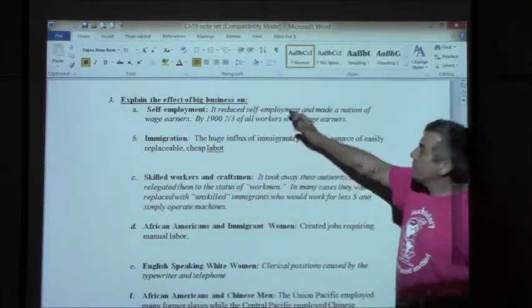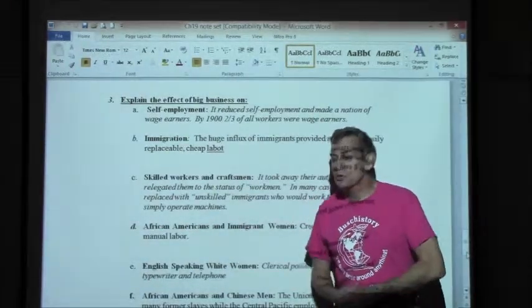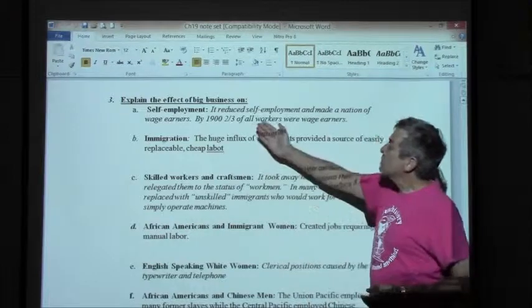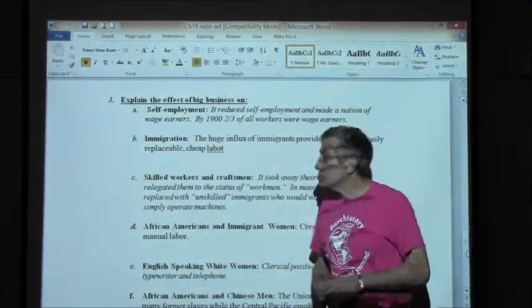Explain the effect of big business on self-employment. Well, it basically trashed self-employment because you couldn't compete as an artisan. It reduced self-employment and made a nation of wage earners. By 1900, 2/3 of all workers were wage earners.